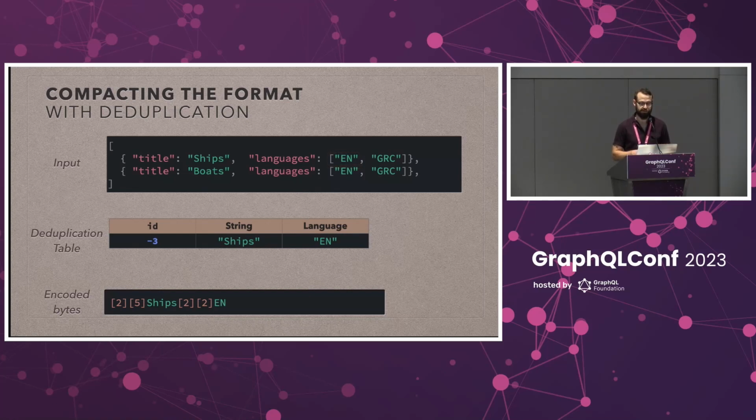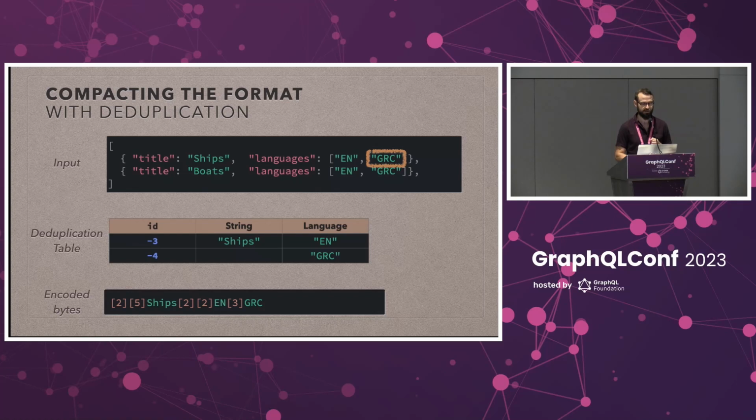Then we can move on to ancient Greek. And here we're going to need to introduce a new ID, and we can put that into our deduplication table at -4. And then we can write that to our encoded bytes. Its length is 3, and the UTF-8 bytes are GRC. Now we can move on to boats, also not very interesting. We write it to the deduplication table, and then we write its bytes out, 5 in boats. And then we have to write the languages array, which is 2.